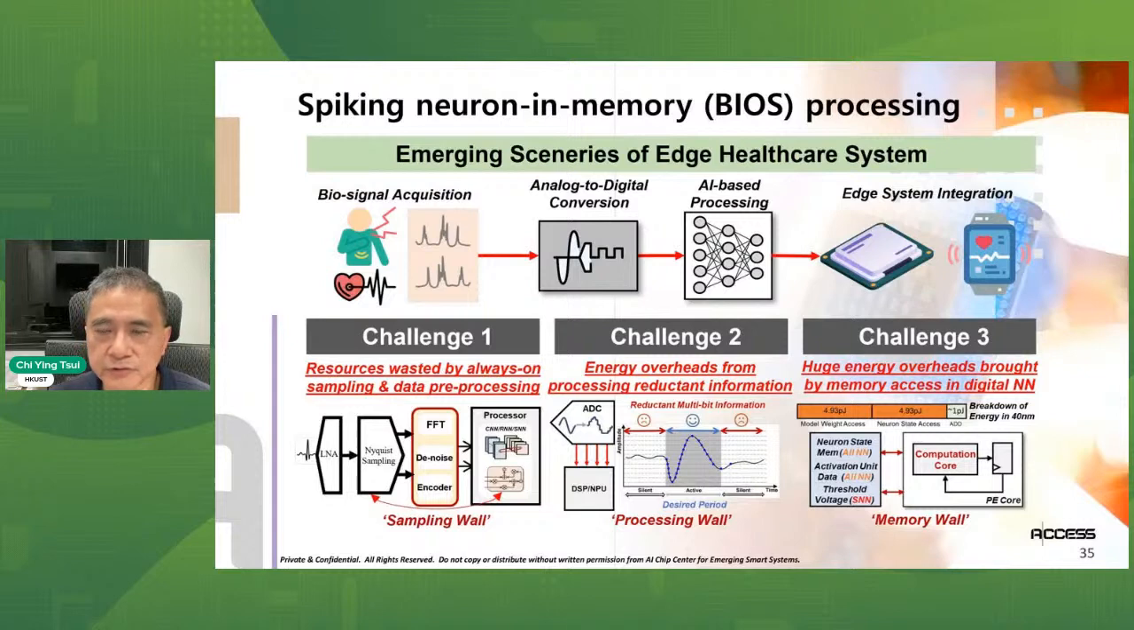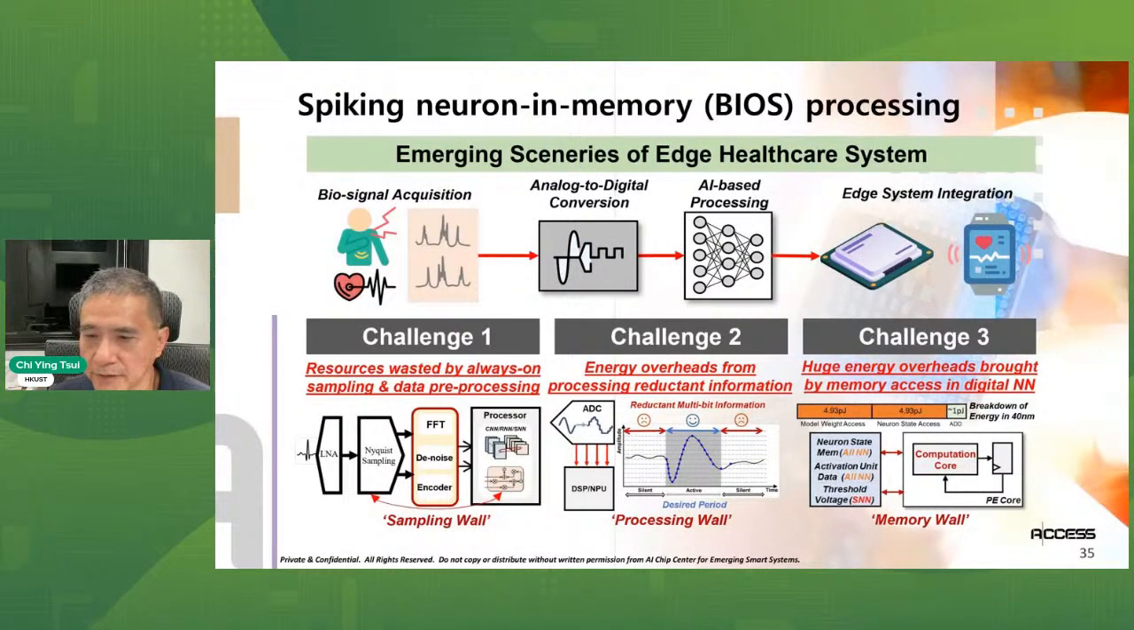If we want to use an edge healthcare system, that means we want a wearable device for these detections, so we want it to be very, very low power. There are some challenges in this scenario. One is that you always need to sample the data for processing. For example, in one application, ECG detection, after the sampling, a lot of the data is very small and close to zero, so you have a lot of redundant data there.